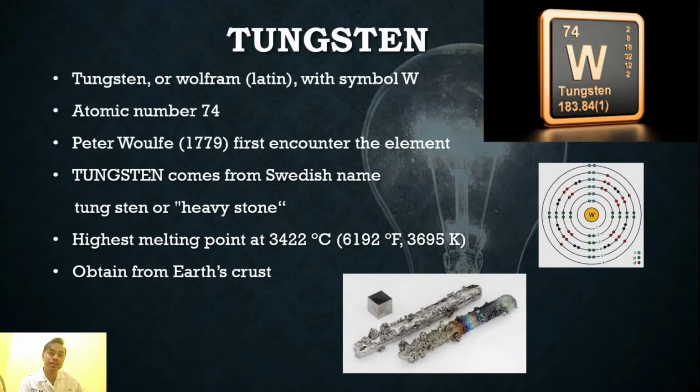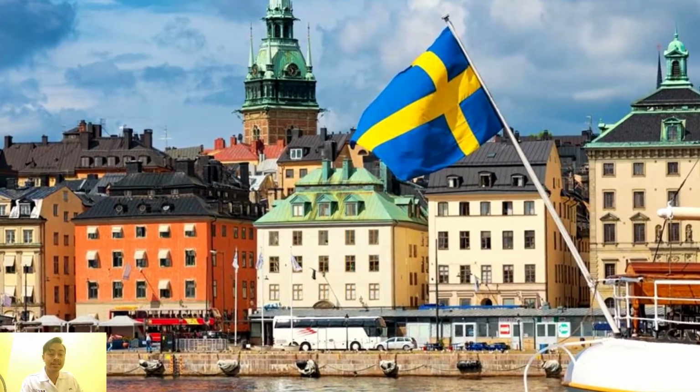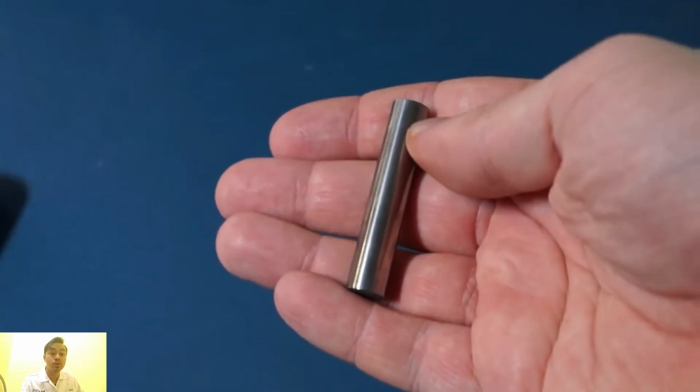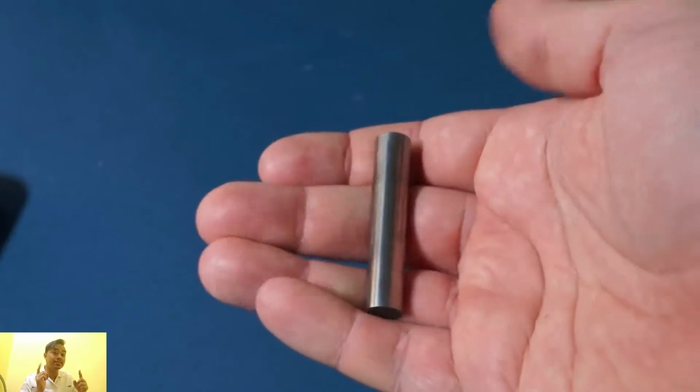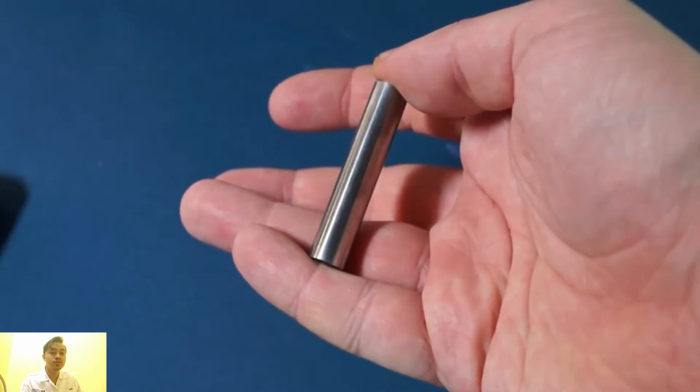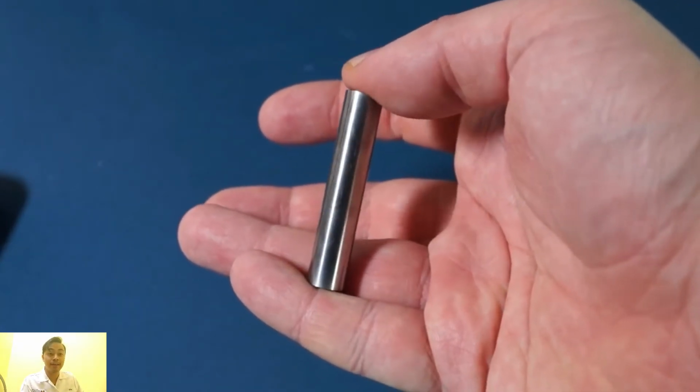The atomic number is 74, and it was first found by Peter Wolfe in 1779. The word tungsten comes from the Swedish name Tungsten, also known as heavy stone.